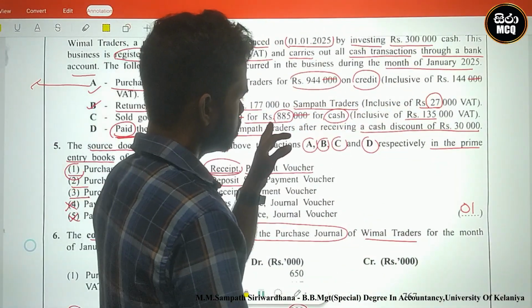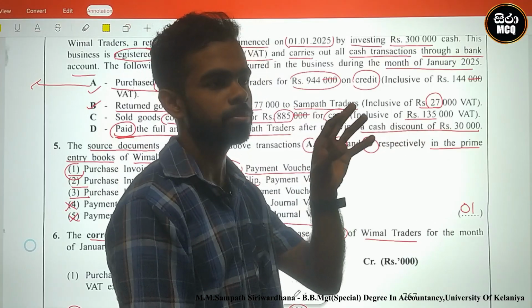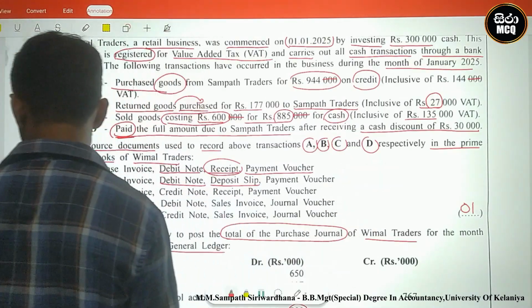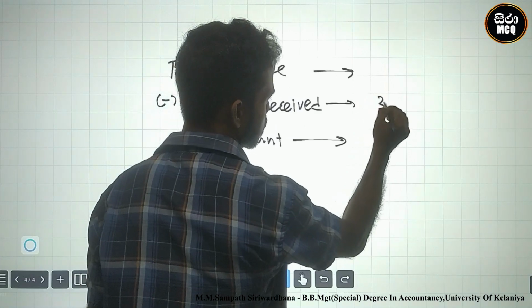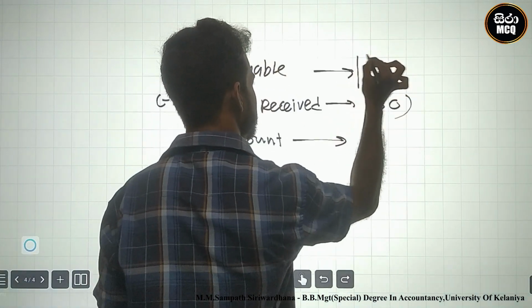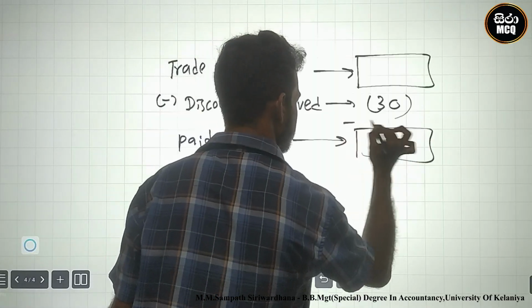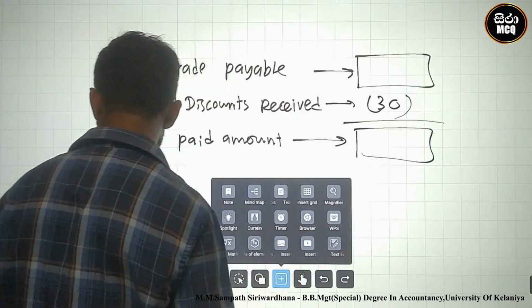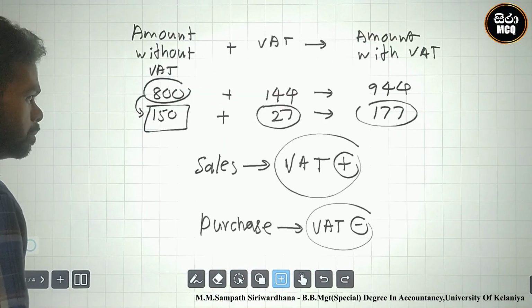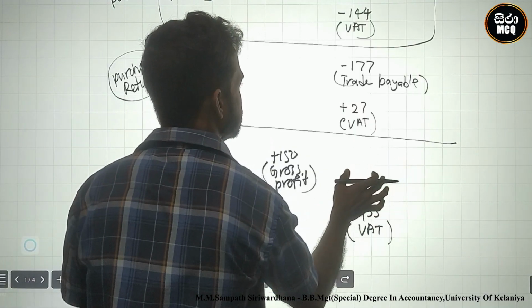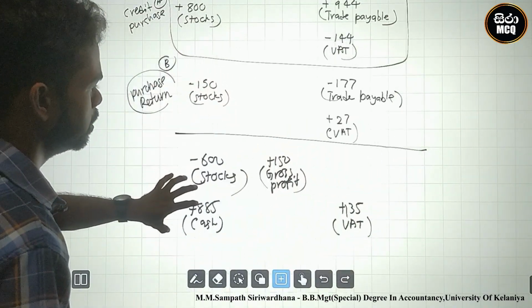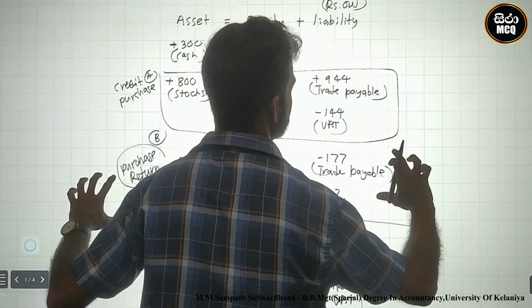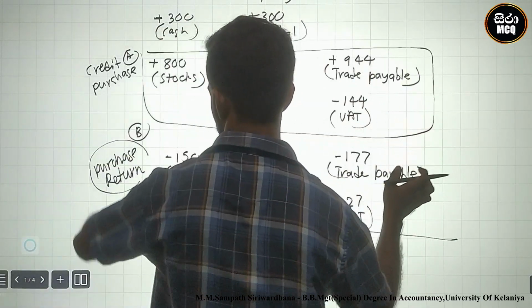Look here. Paid the full amount due to Sampath Traders after receiving cash discount means discount received 30,000. 30,000 means discount received. After that we must identify the others. Trade payable: what is the payable amount? Look here, the trade payable impact. 944 plus.